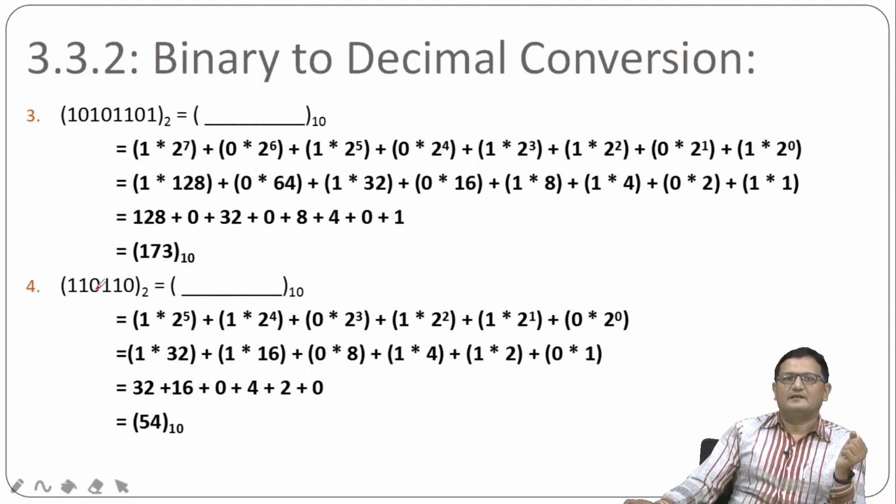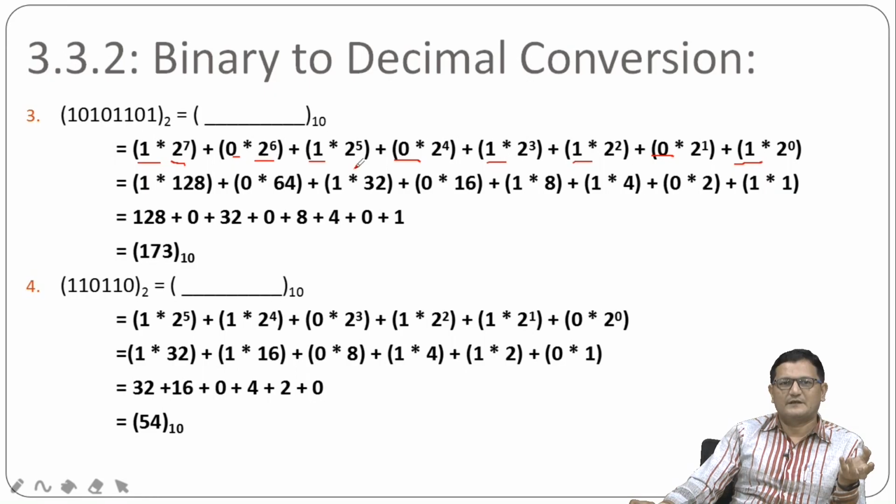Similarly, here you have the binary, you just write it down, that is 1 0 1 0 1 1 0 1. You just count how many digits are there. So, obviously there are 8 digits. So, you need to start from 2 raised to 7, 2 raised to 6, 2 raised to 5, 2 raised to 4, 3, 2, 1 and 0, right. 2 raised to 7 is what? It is 128. So, 1 into 128, 2 raised to 6 is 64, so 0 into 64, right.